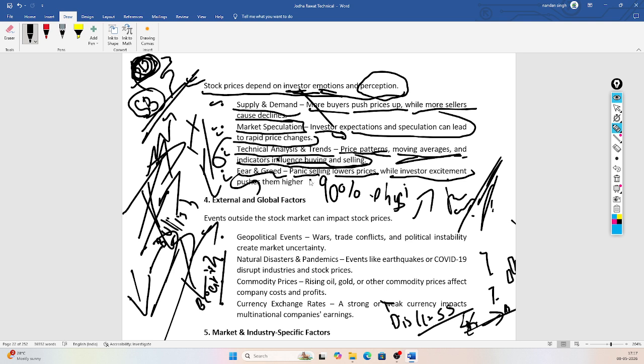So fear and greed means panic selling, which brings lower prices, while investors are happy. While investors are joyful, with excitement, they get wild from the excitement, and it pushes prices higher.